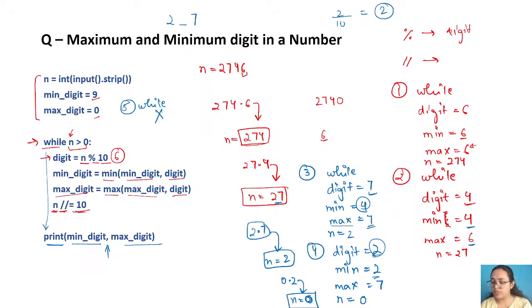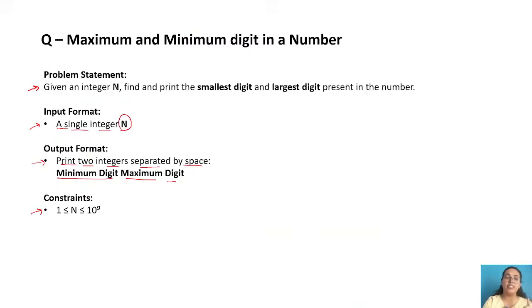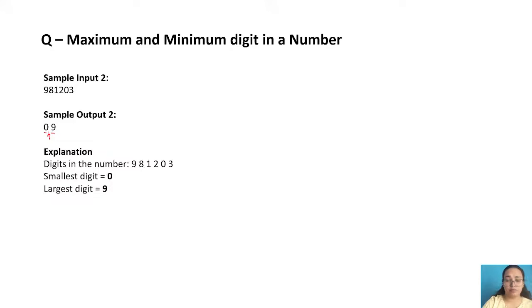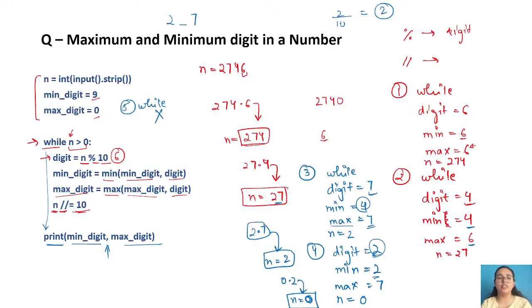Okay, see, one student has asked me what if the number is negative. See, the constraint is already given to you that in this particular question, no negative numbers will be taken. All the numbers will range from 1 to 10 raised to the power 9, right? And if you are getting any negative number, you can again simply extract the digits, right? You can do the same thing and you will get the digits, and once you have the digits, you can update your minimum and maximum digits.